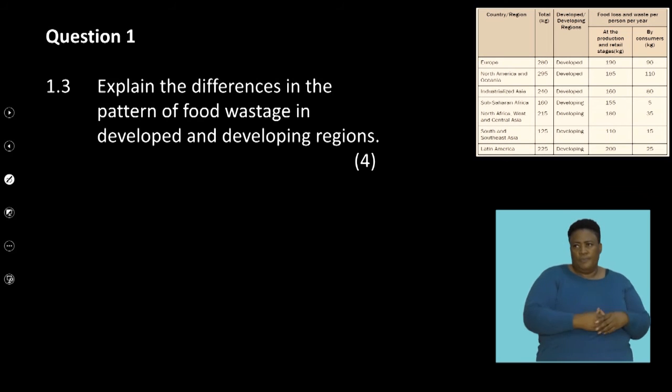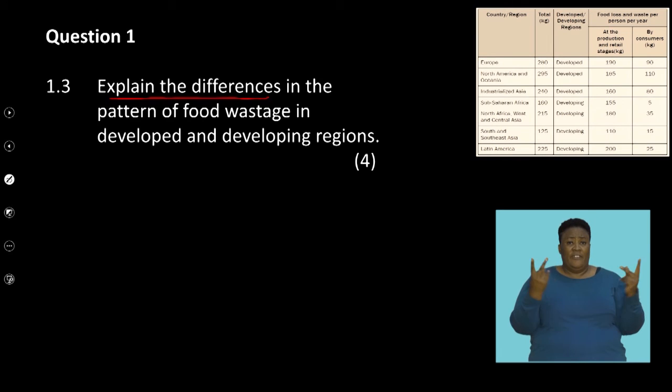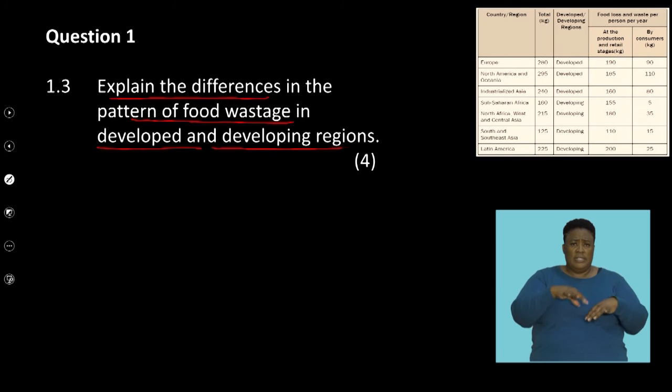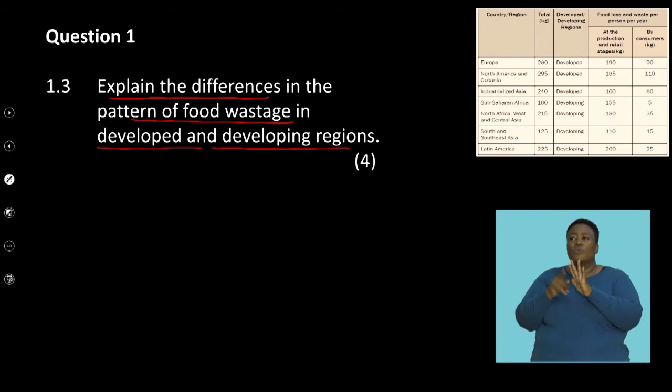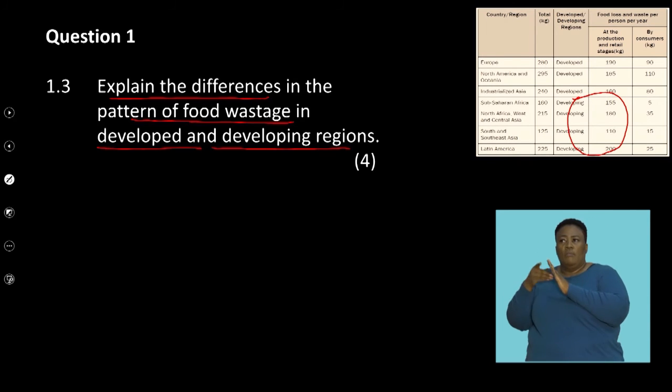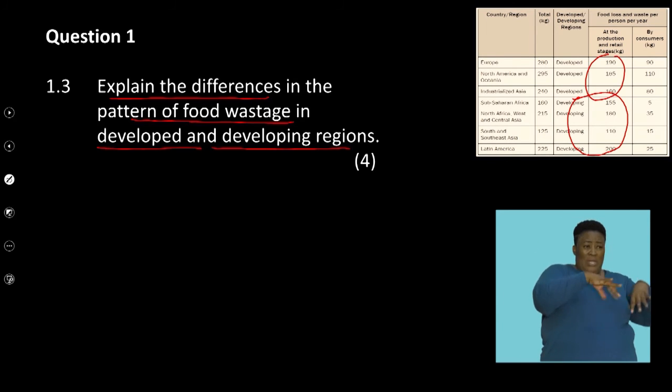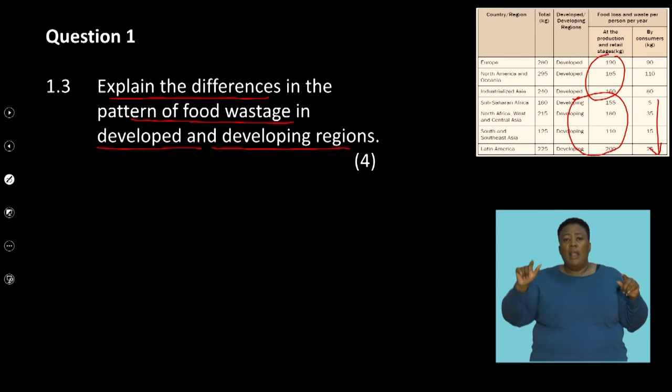Right, so the next question: explain the difference in the pattern of food wastage in developed and developing regions. If you look at the table, as I pointed out, you can see that in our developing countries the wastage is significantly lower, whereas in our developed countries it's significantly higher. So for 4 marks, we've got to explain that difference.